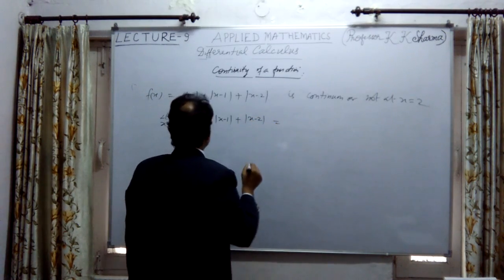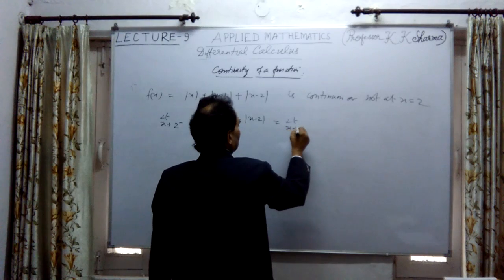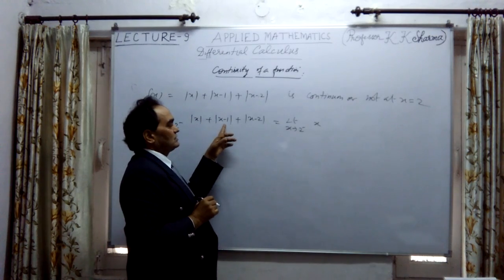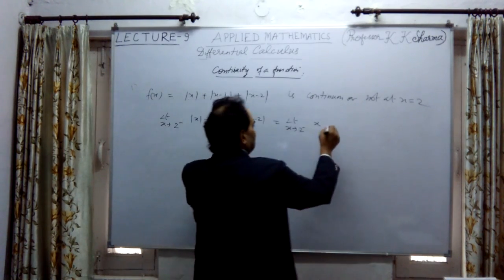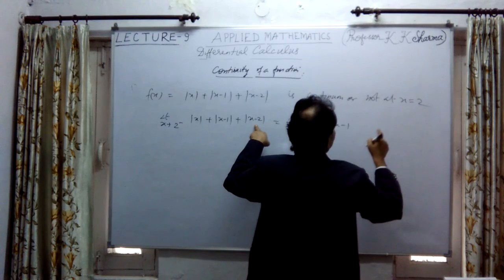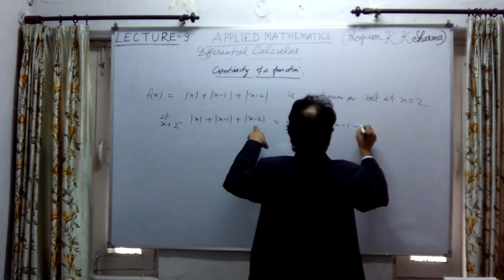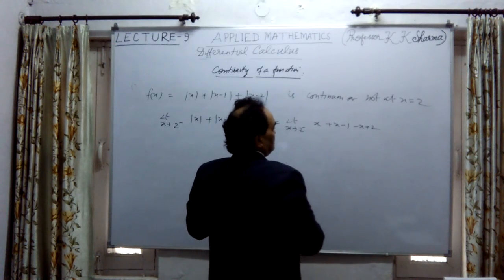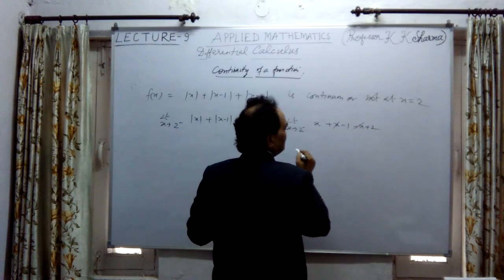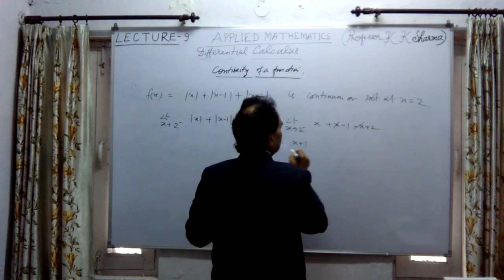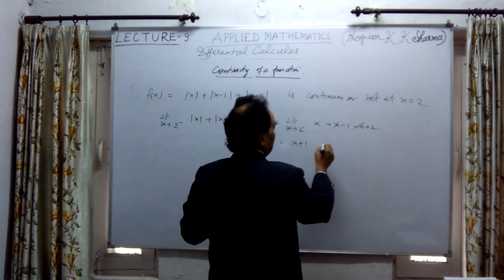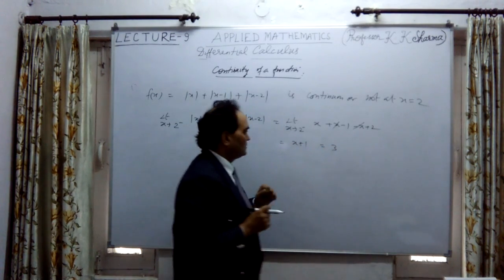So less than 2 means the x minus 1 value will be positive, x minus 1. And because x is less than 2, the x minus 2 will be negative, so minus x plus 2. So what do we have? This is equal to x plus 1. And if I put x equal to 2, that means 3 only. So the value will be 3.